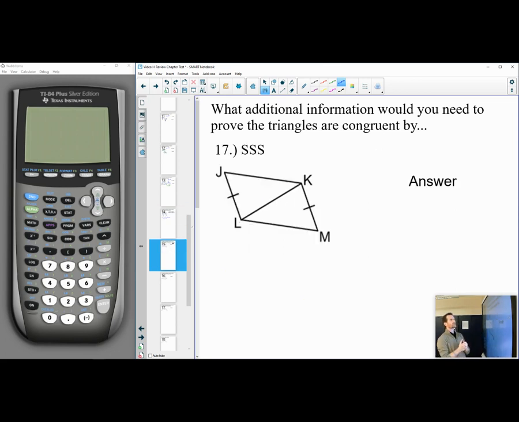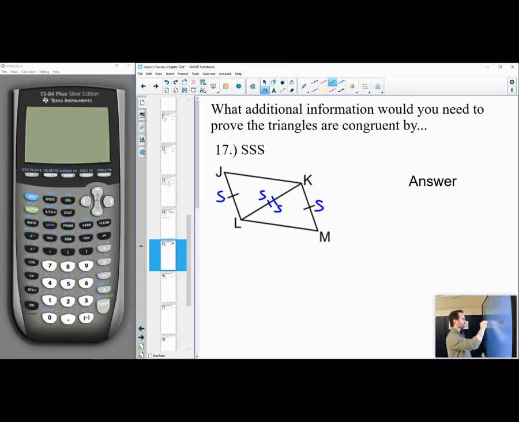Good, good, good. Number 17. Same directions, but now we're using side, side, side. Let's look at what we're given. We're given a pair of sides. Oh, and I see the reflexive property that we would be allowed to add in. So we have two pairs of congruent sides now. And for side, side, side, obviously we're missing the third pair of sides. That's what we need to add in.